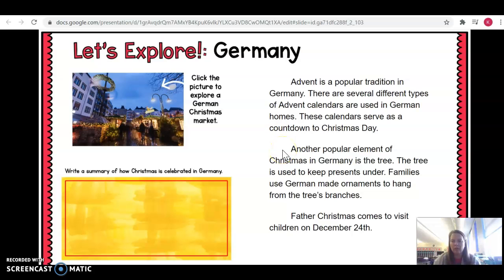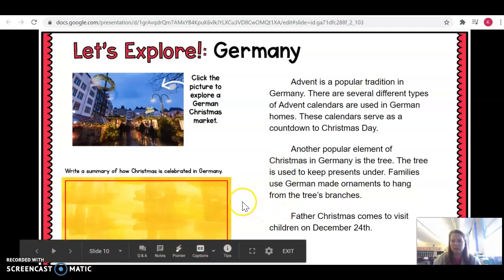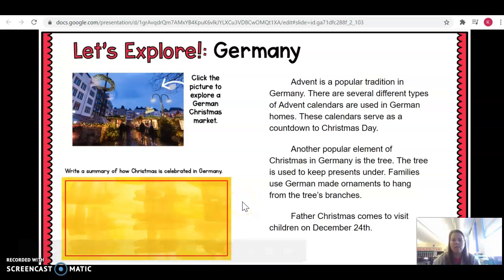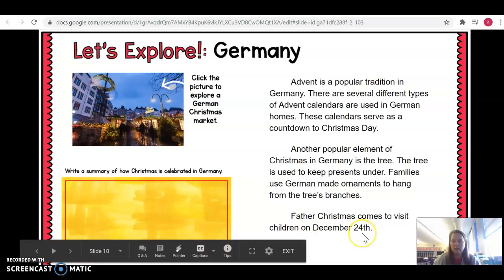Another popular element of Christmas in Germany is the tree. The tree is used to keep presents under. Families use German-made ornaments to hang from the tree's branches. So in America, we also do that with the Christmas tree. And then lastly, Father Christmas comes to visit children on December the 24th. Father Christmas would be the same thing that we would call Santa Claus. And again, he also comes on the 24th, just like our Santa Claus does.